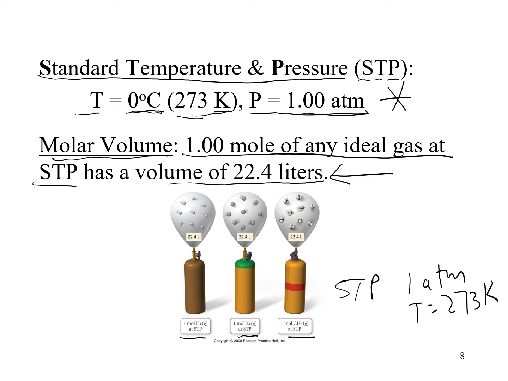So they're all at STP conditions. Their quantities are all the same. They're all 1 mole. So if we have the same quantities, they're all going to have the same volumes. And it happens to be they all have a volume of 22.4 liters. It does not matter the size of the molecule. Again, methane is a much larger molecule than helium.